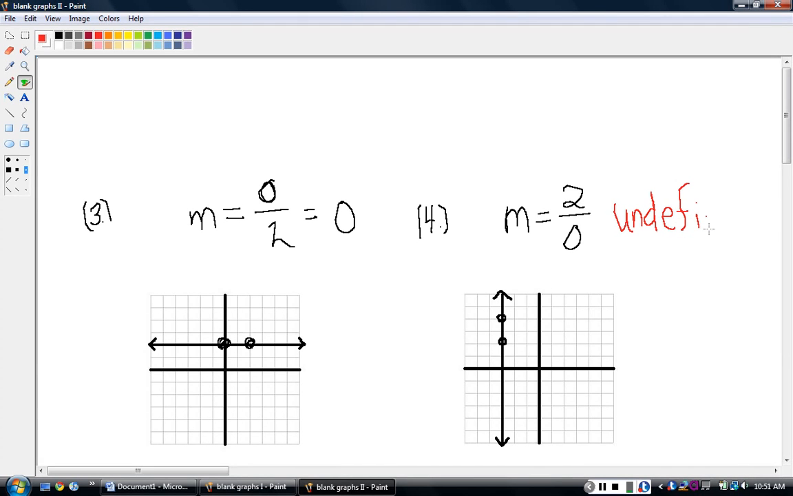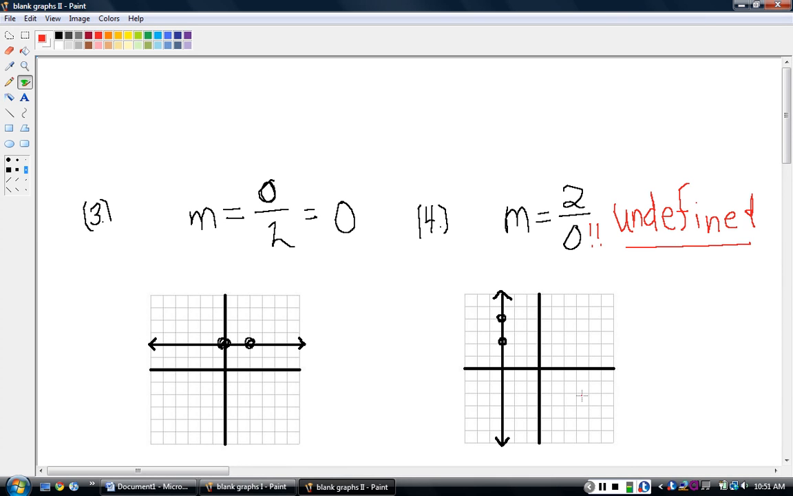Okay, so this one really sticks out. This slope doesn't exist. Well, we call it undefined. It's not defined. Anytime I have a 0 in the denominator, that's big news: undefined. So just try to remember this: horizontal line, slope is 0; vertical line, slope is undefined.